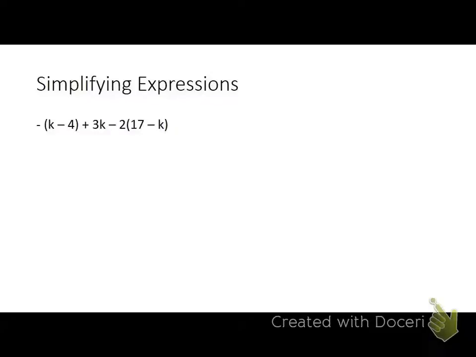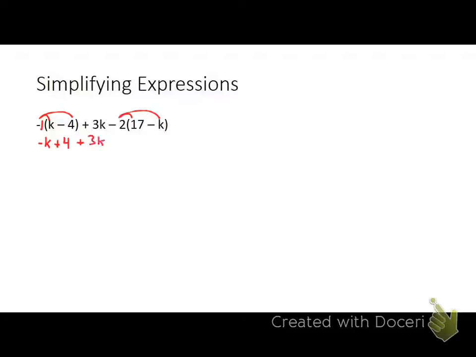Okay, and so as I walk through it, I'm going to start by distributing this negative like it's a -1, and I'm also going to distribute this -2 right here, okay? So first off, that minus in front of the parentheses, you distribute it just like it's a -1. It's going to change the sign of everything inside the parentheses. So that becomes -k plus 4.